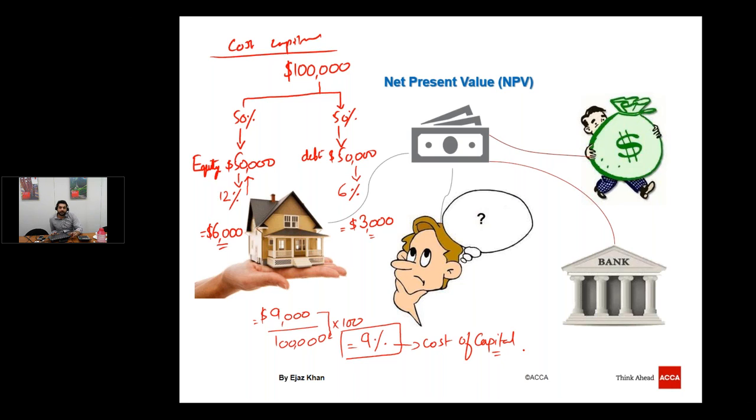So this 9% is actually the cost of capital of the company, as it has to pay 9% of $100,000 as a return for the investors. I hope it's clear now.